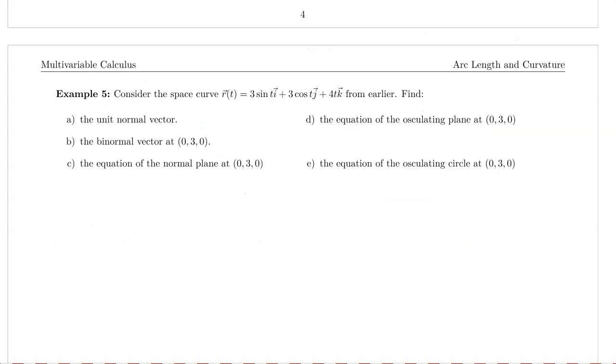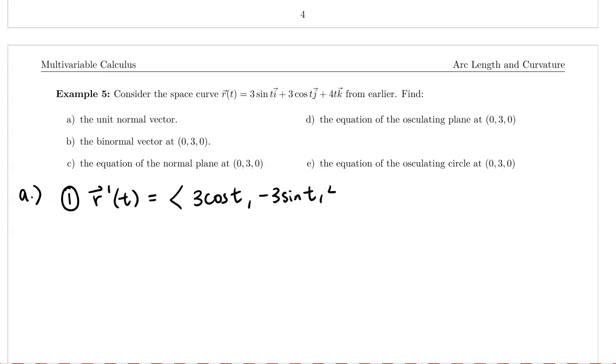Example 5 says, consider the space curve r of t equals 3 sine of t, 3 cosine of t, 4t from earlier. Find the following things. So let's start with part A. It asks us to find the unit normal vector. As a first step, I'm going to find r prime, which we did earlier. That was 3 cosine of t, negative 3 sine of t, and 4. And then I'd like to find the magnitude of that. We did that earlier as well, so I'm just going to repeat from earlier. That was equal to 5.